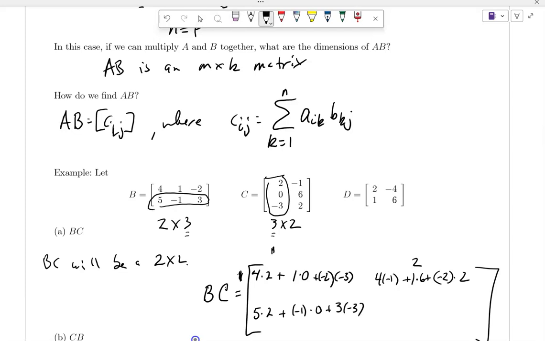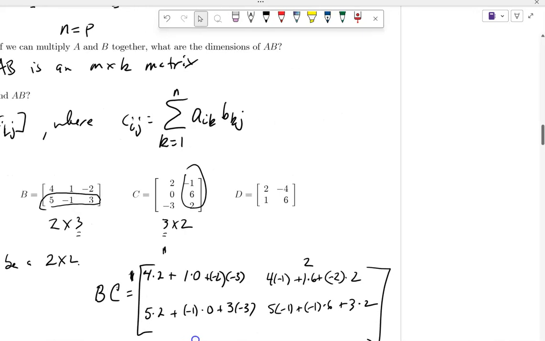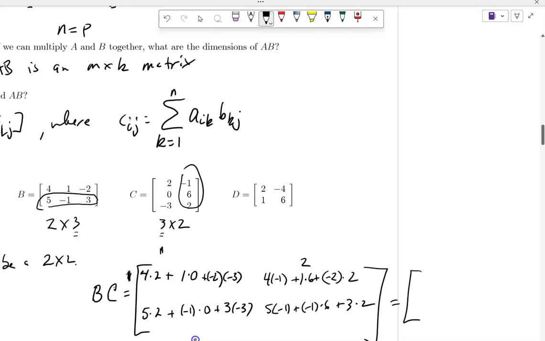Then finally, the last one, we'll look at the second column. What do we get for that one? 5 times -1 plus -1 times 6 plus 3 times 2. Good. Everybody see where those are coming from? Yep. And then we just simplify our arithmetic when we're done.